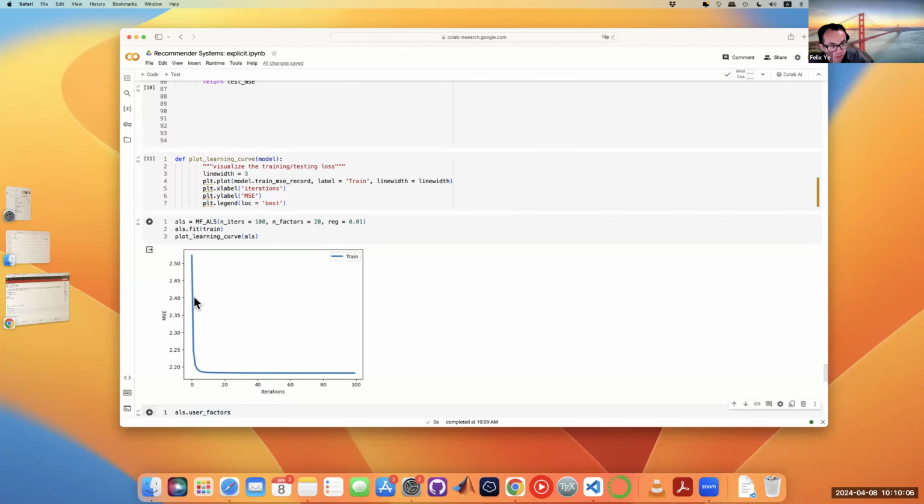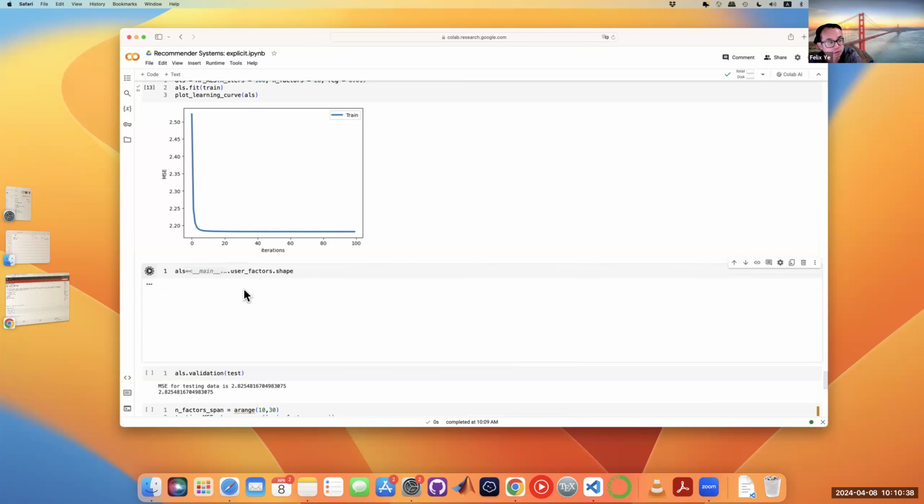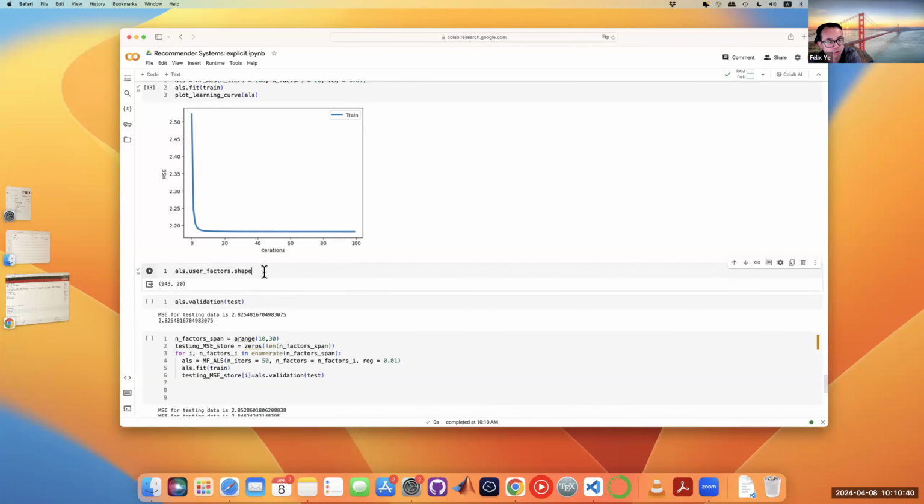And the training loss, you can see it starts above 2.6, then it drops very quickly and becomes flat. That means it already converged, maybe in 20 or 30 iterations. So 100 iterations is overkill here. You can see those user factors, which is my W. This should be about 900 by 20. So you can see the shape. Yeah, 943 by 20.